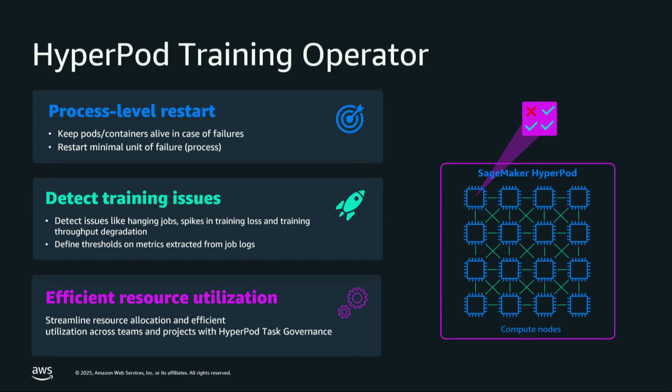And thirdly, the operator also integrates with the task governance system, which we will talk about a little bit later, and that will help maximize the utilization of the precious GPU resources. Okay, so with that background, let's jump into seeing how this comes alive in code.